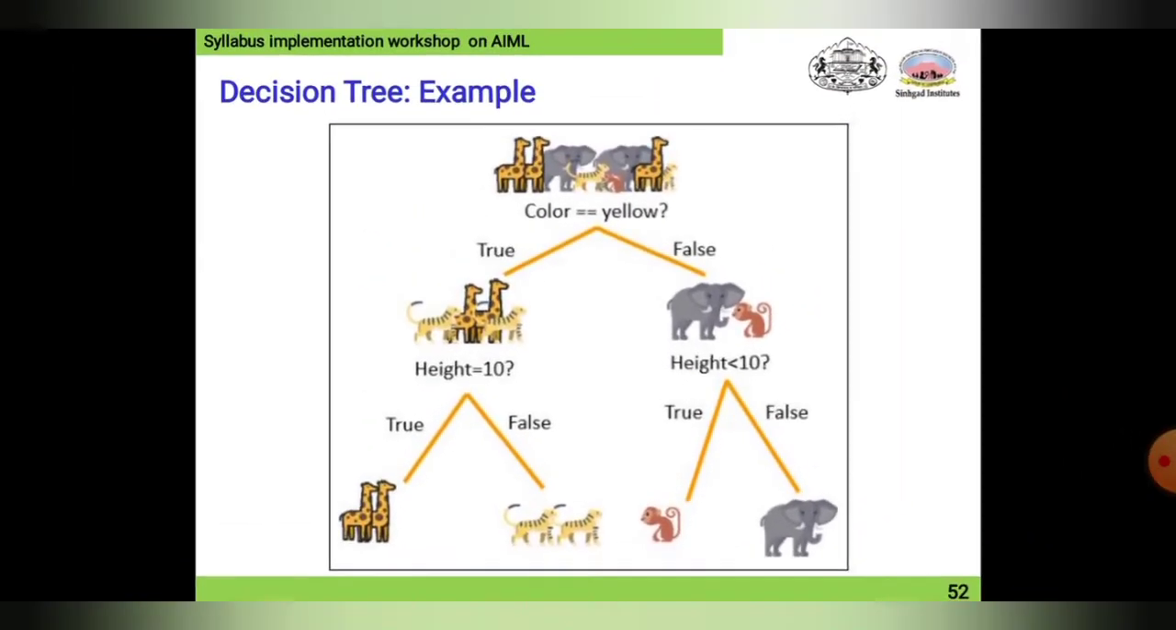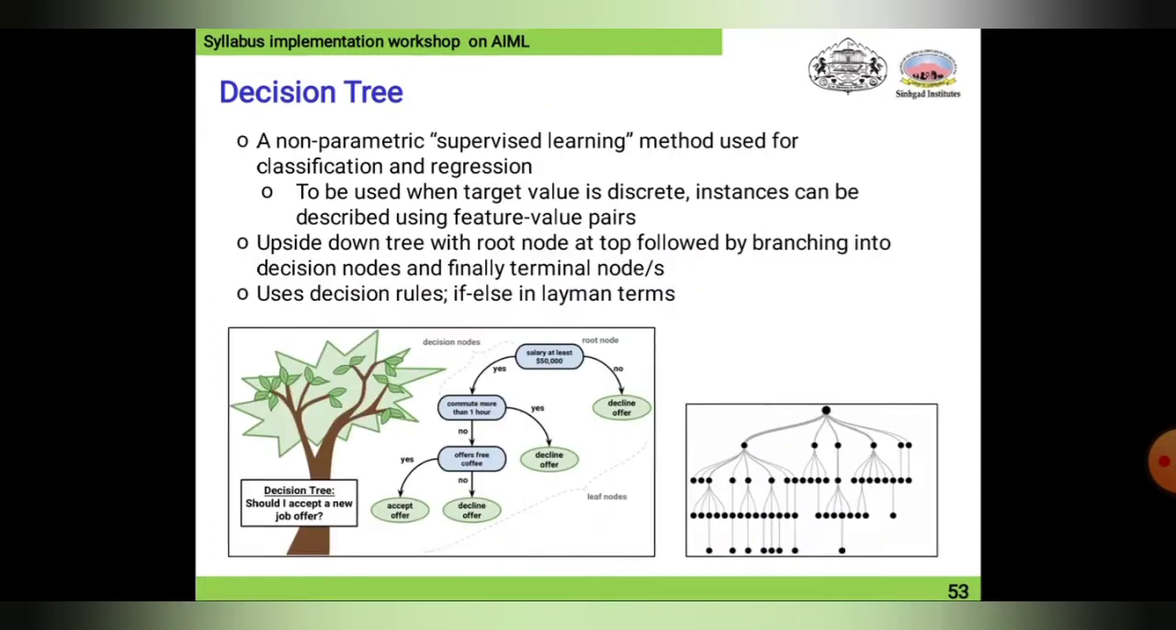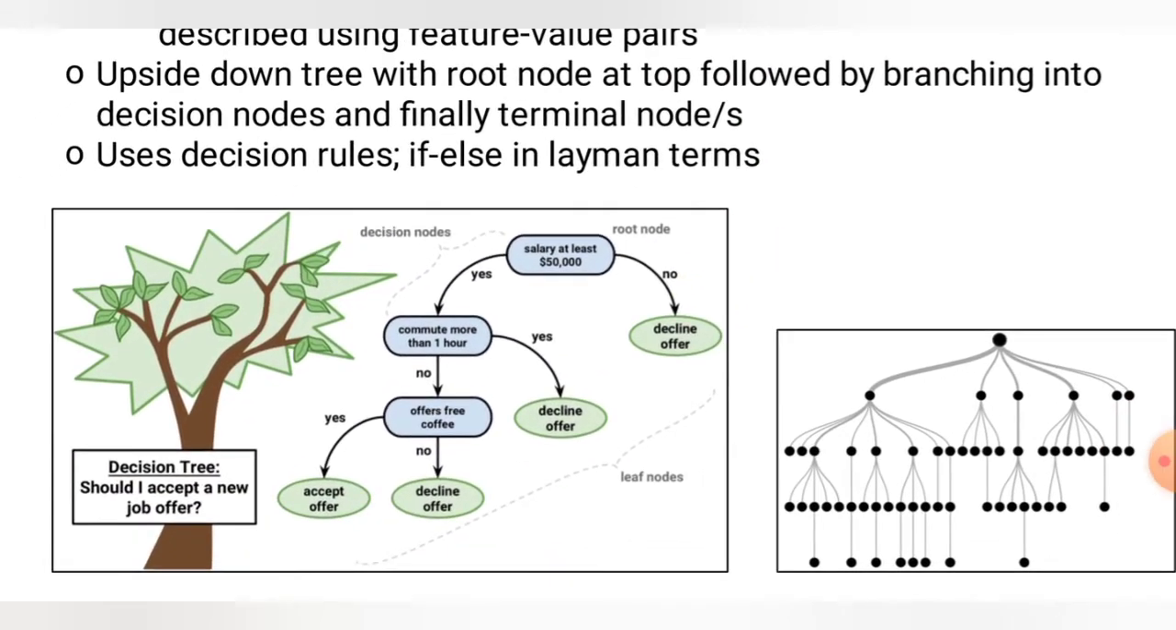So a decision tree is nothing but a sorting technique to sort the results with respect to their characteristics. Now another example. It is a non-parametric supervised learning method used for classification and regression, used when the target value is discrete and instances can be described using feature value pairs. It is an upside down tree with a root node at top, followed by branching into decision nodes and finally terminal nodes. It uses decision rules, if else in layman terms.